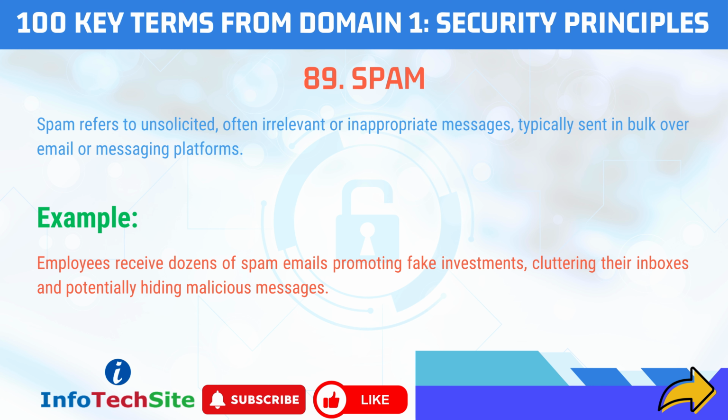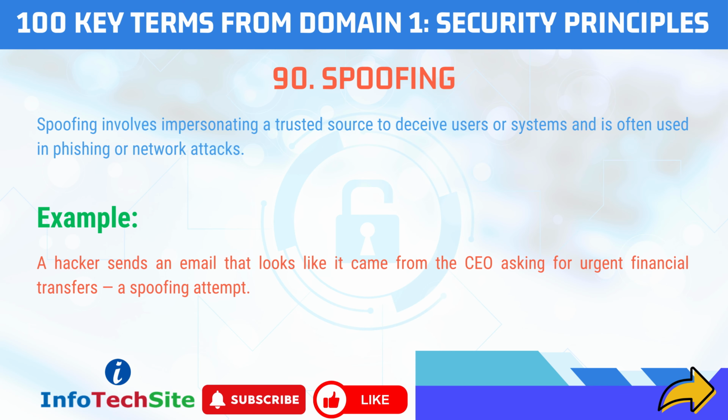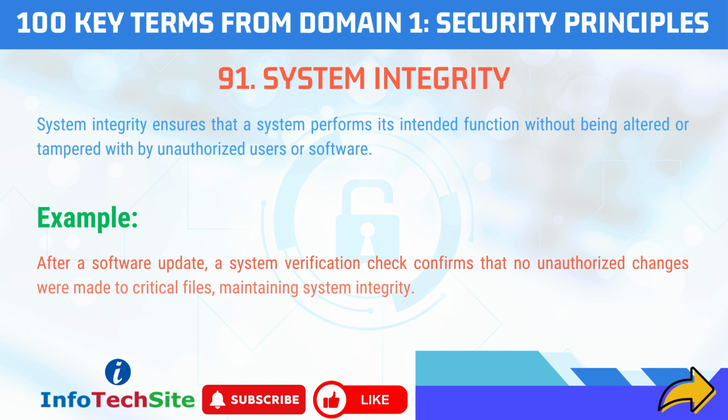90. Spoofing. Spoofing involves impersonating a trusted source to deceive users or systems and is often used in phishing or network attacks. Here is an example. A hacker sends an email that looks like it came from the CEO asking for urgent financial transfers, a spoofing attempt. 91. System integrity. System integrity ensures that a system performs its intended function without being altered or tampered with by unauthorized users or software. Here is an example. After a software update, a system verification check confirms that no unauthorized changes were made to critical files, maintaining system integrity.